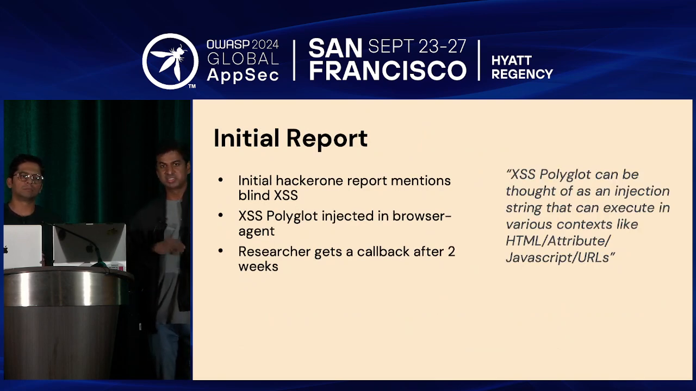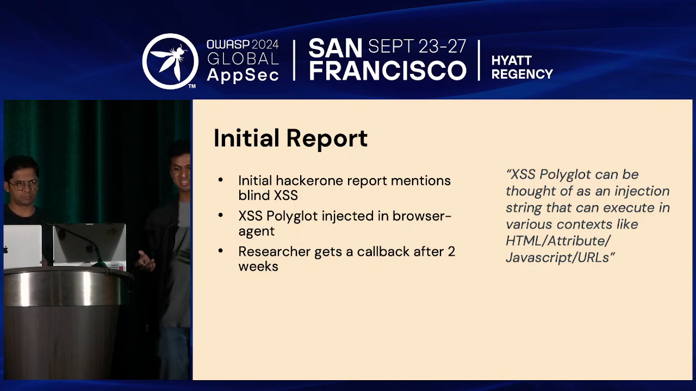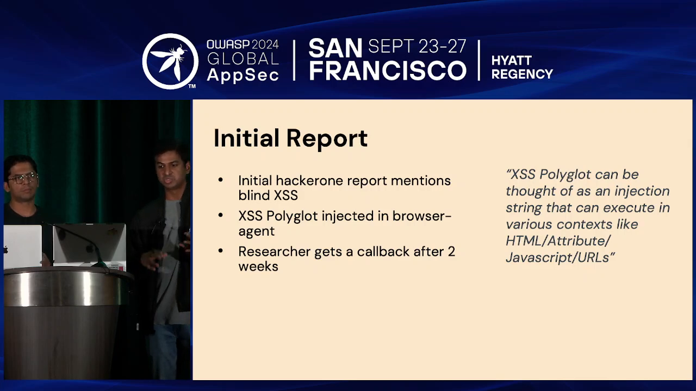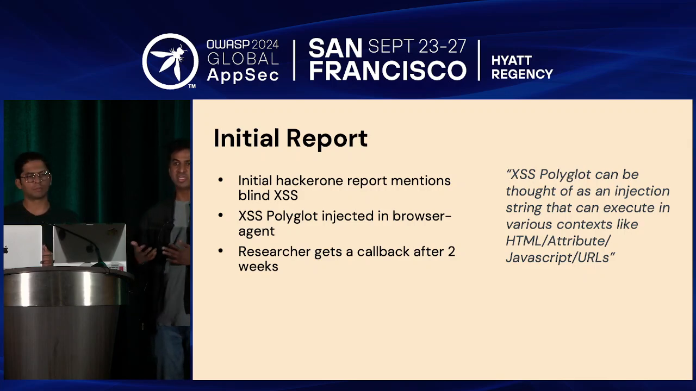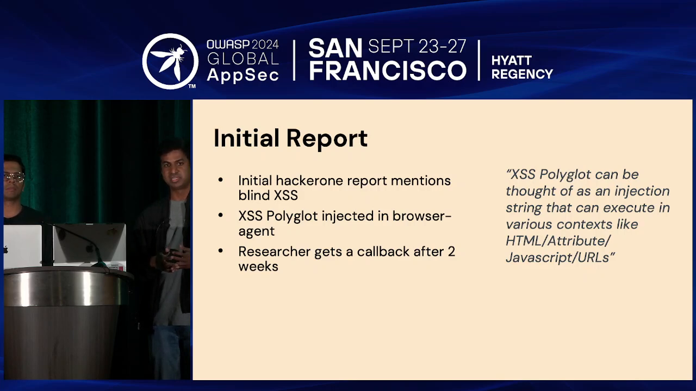So coming back to the bug bounty report, we got a blind XSS report that said that the researcher was injecting an XSS polyglot in multiple places on Snapchat, and essentially after 2 weeks, he got a callback from an execution of an XSS. And they were not sure where the execution happened, but they reported a low finding that there is a blind XSS happening somewhere in our environment.